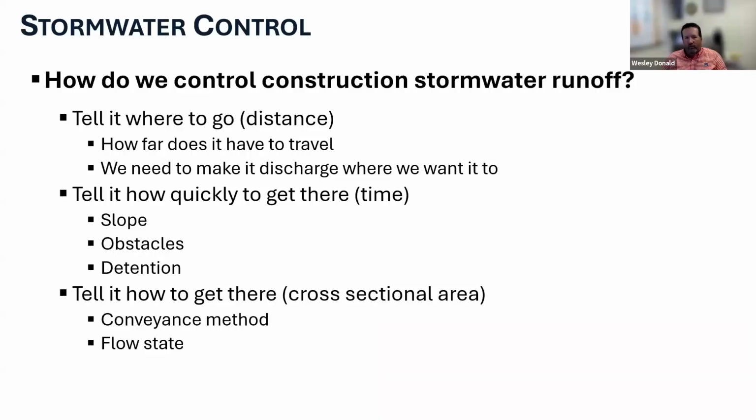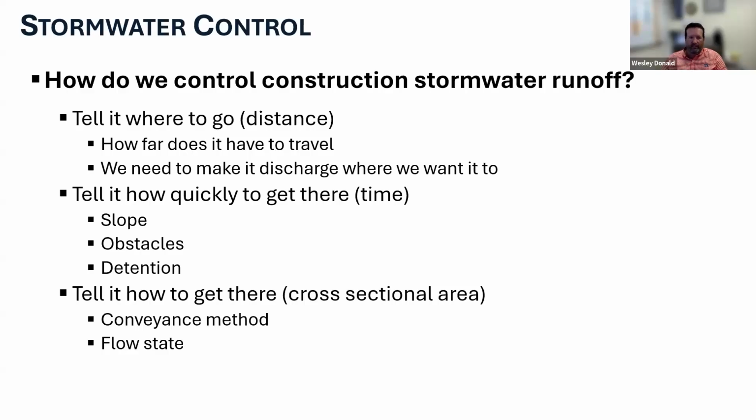So as we're thinking about stormwater control, think about three things: tell it where to go, tell it how quickly to get there, and tell it how to get there specifically. When we're telling it where to go, we've got to think about that distance. How far is it traveling from the point where it starts to where it's going next? Whether it's a change in flow patterns, a change in conveyance, or is it going off site? So we've got a distance that we've got to consider for our project.